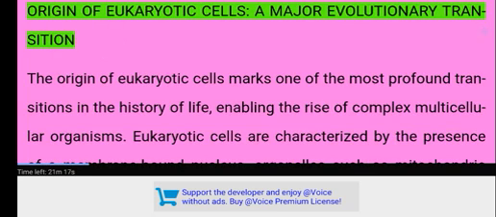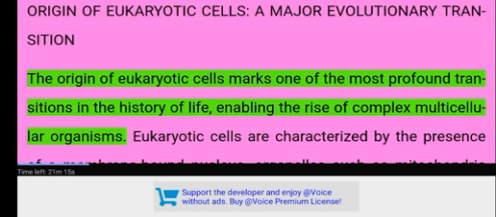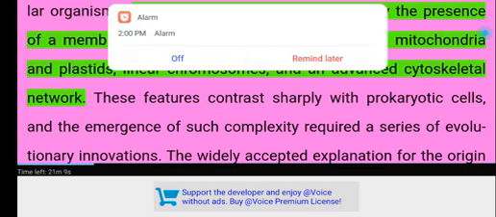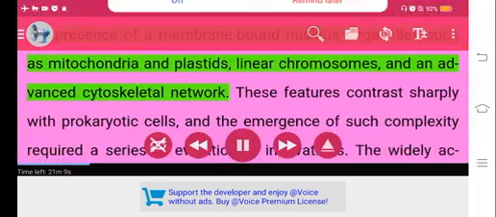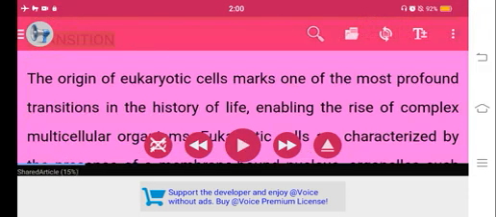Origin of eukaryotic cells, a major evolutionary transition. The origin of eukaryotic cells marks one of the most profound transitions in the history of life, enabling the rise of complex multicellular organisms. Eukaryotic cells are characterized by the presence of a membrane-bound nucleus, organelles such as mitochondria and plastids, linear chromosomes, and an advanced cytoskeleton.